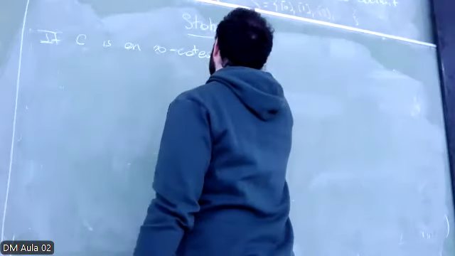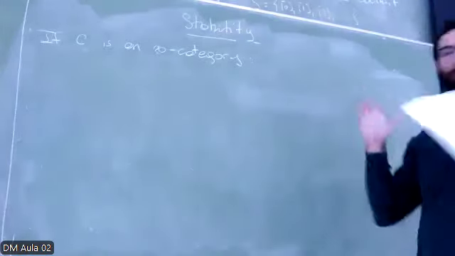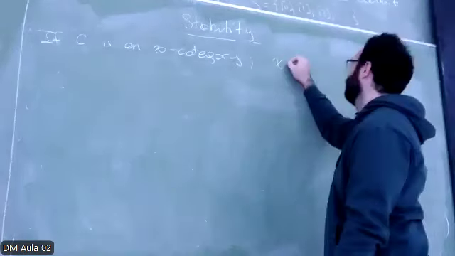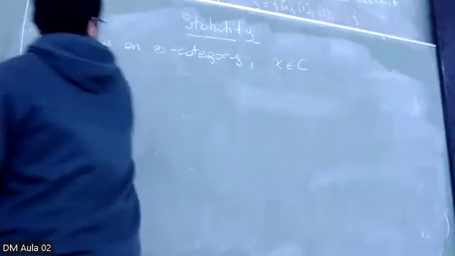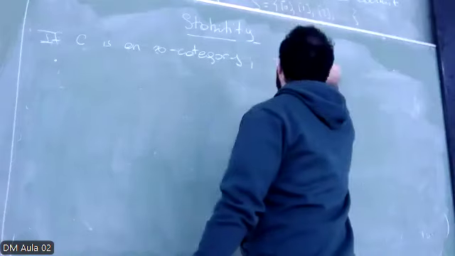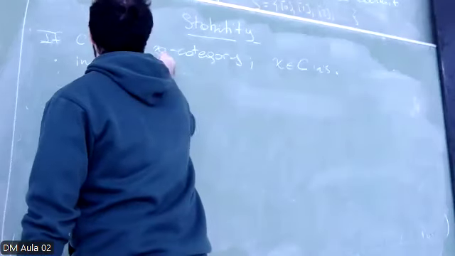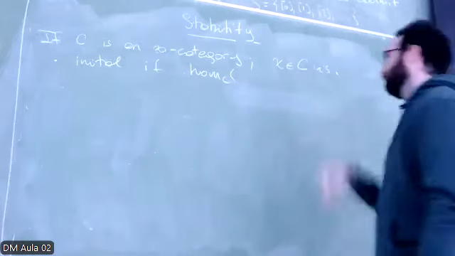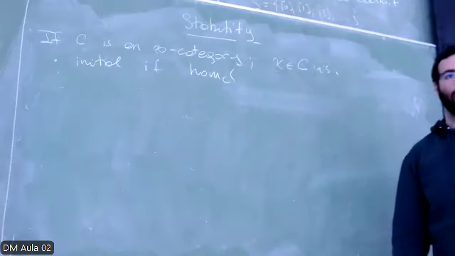So as in the last topic, before I tell you what a stable infinity category is, I need to bombard you with a bunch of definitions. So an object in an infinity category is initial if for every other object, you essentially have a unique morphism.